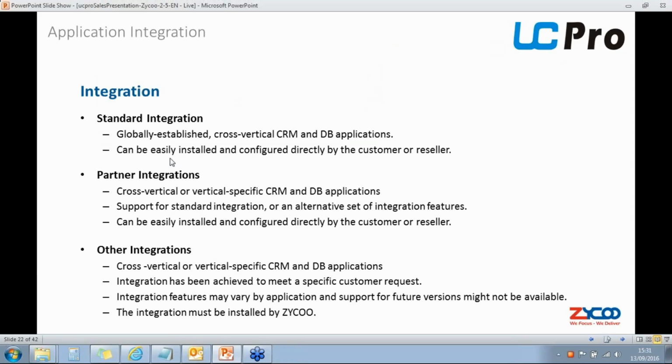There's three levels of integration. The first one is called standard integration, and that's all of the globally established products that I showed you on that drop-down list a little bit earlier. We then have partner integrations, and these are for products that are normally industry-specific. So any given industry has applications very specific to that industry, whether it's retail or construction or human resources. So we support a wide range of industry-specific applications, and we've built that support in with the idea that we will continue to support those products as new versions of those products come out.